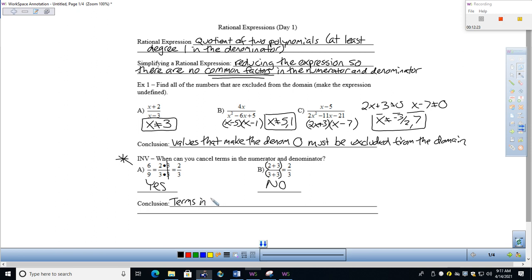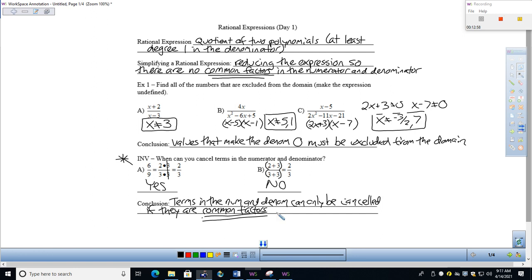So terms in the numerator and denominator, and again, excuse my shorthand here, can only be canceled if they are common factors, and there's that buzzword again. Okay, so underline the two words there, common factors.